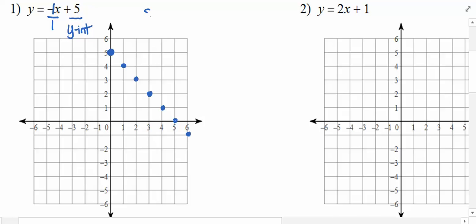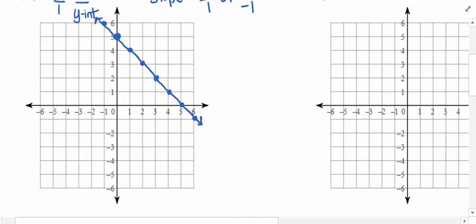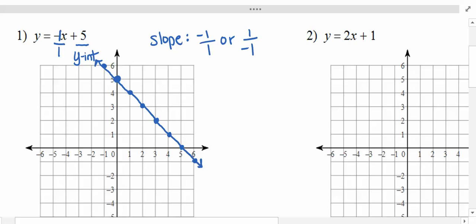Now, if you think about the fact that your slope is negative 1 over 1, you could also say it's 1 over negative 1. It'd equal the same thing, so I could go up 1, back 1, and then just grab your ruler and connect the dots. And there is your line. You should see that your slope is negative, so your line is going down overall. Okay, so that's for number 1.